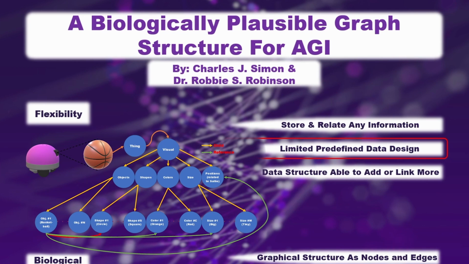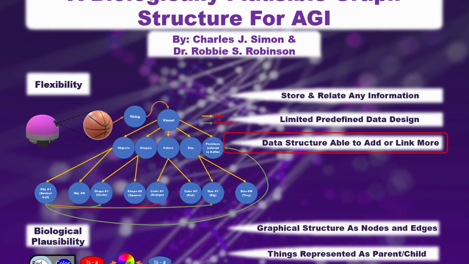The data from this image is stored as a visual thing, which can have nodes to various things like objects, shapes, etc. These nodes can also have edges to other various nodes. This allows for property nodes and links to be added whenever basketball is fired, like its color or size.